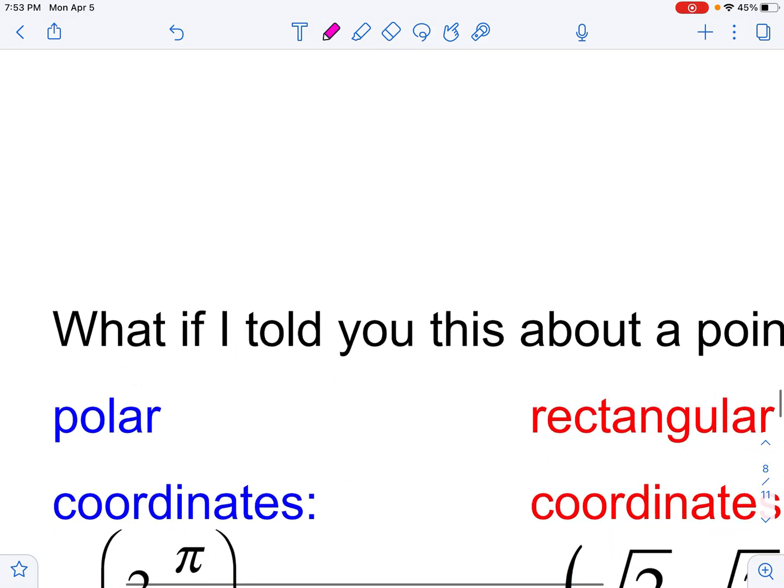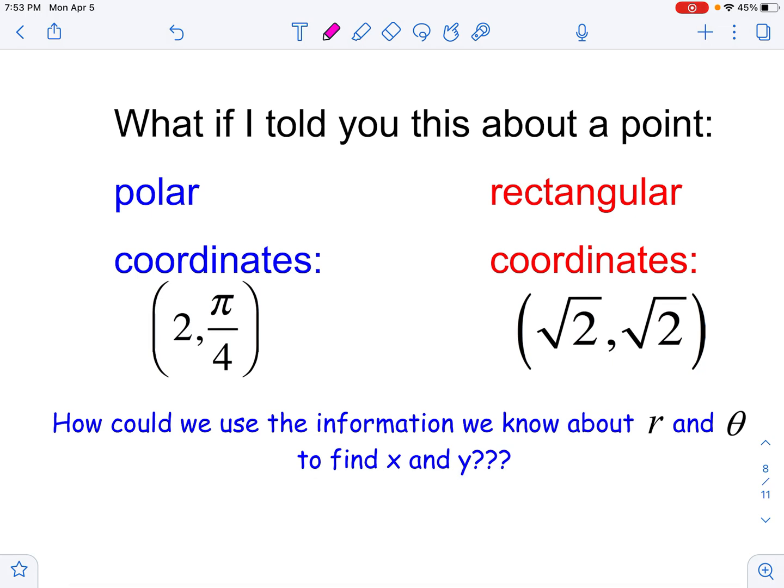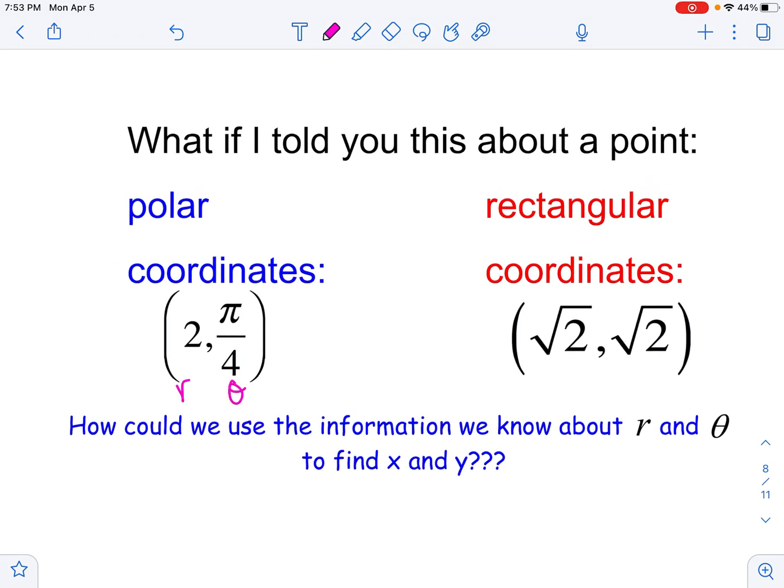All right, so taking a look at this, what if I told you this about the following point? So in polar coordinates, we have the point 2, comma pi over 4. That's our r and that's our theta. And that's the same as the point root 2 over 2, comma root 2 over 2 in rectangular. Rectangular coordinates are just our normal xy coordinates. Okay, so the point 2, comma pi over 4 is exactly the same as the point root 2 over 2, comma root 2 over 2.